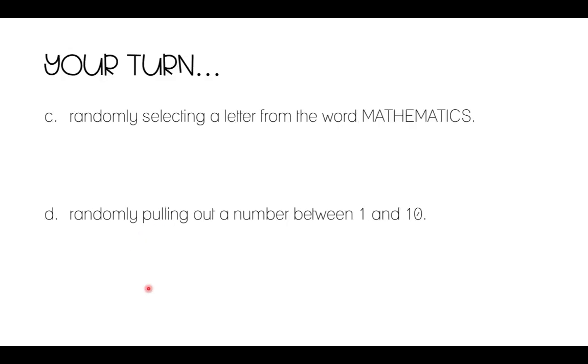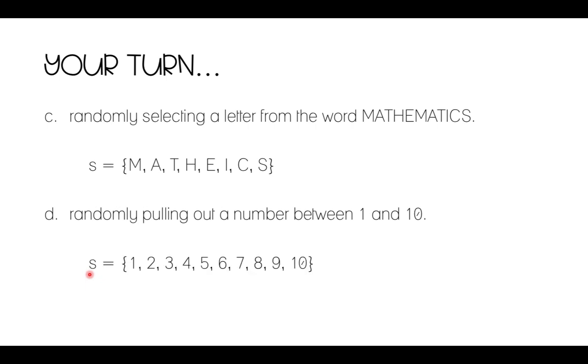Okay, I want you to pause it and go and do this one now, please. So your answer should look something like this. Sample space equals M, A, T, H, E, I, C, S with none of that repeated again. And the last one, randomly pulling out a number between 1 and 10: 1, 2, 3, 4, 5, 6, 7, 8, 9, and 10.